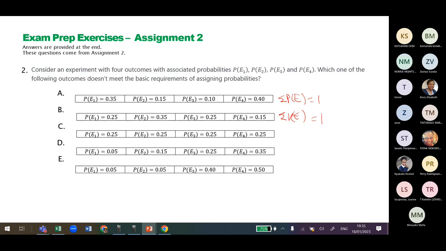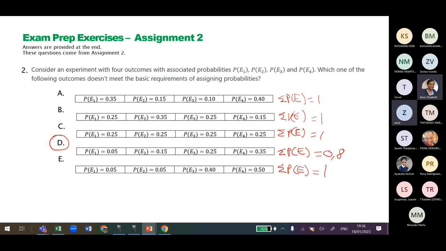And number C? It's equals to one. So the sum of all probabilities is equals to one. Number D? 0.8. The sum of all probabilities is equals to 0.8. And number E? The sum of all probabilities is equals to 1. So which one of these is incorrect? Number D.